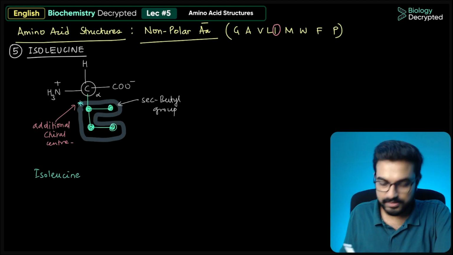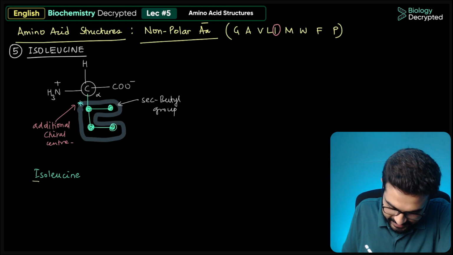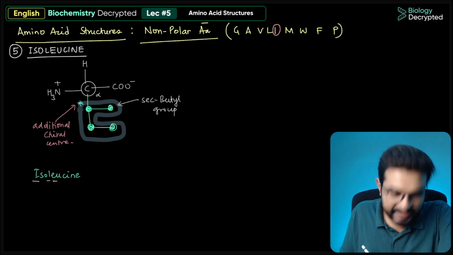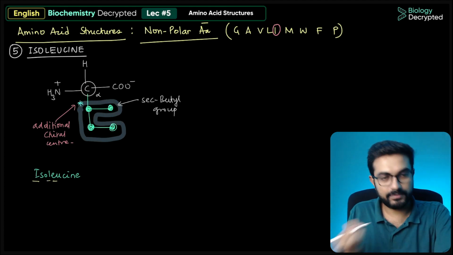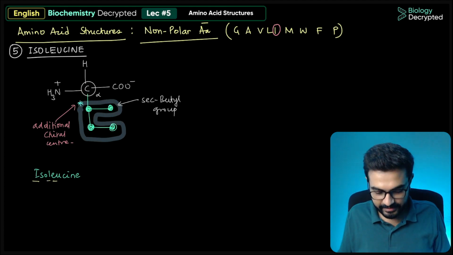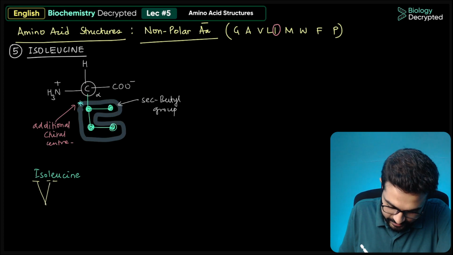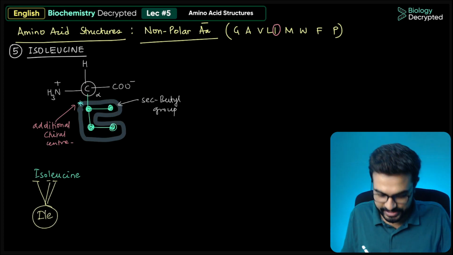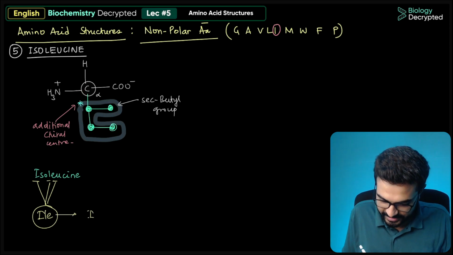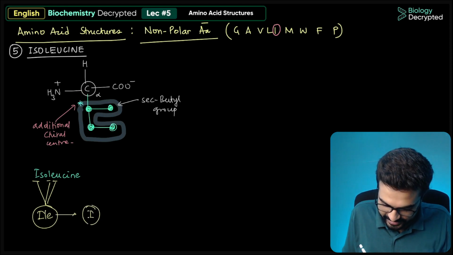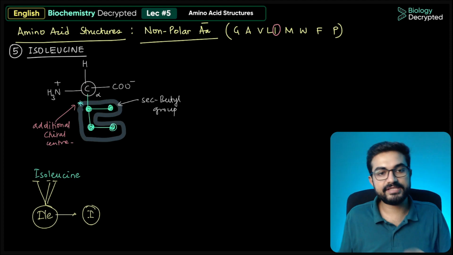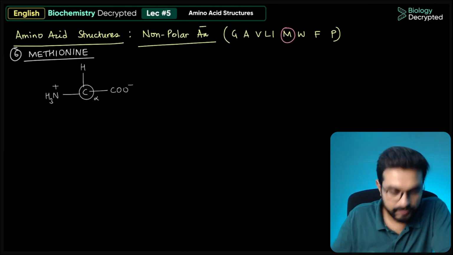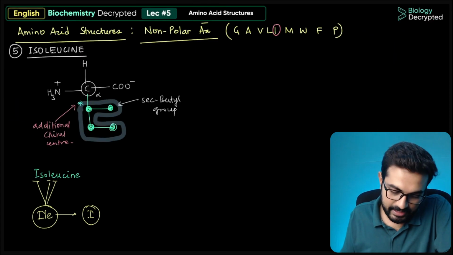For isoleucine, we'll take 3 different letters. This is I, this is L, this is E. So we'll take L and E from leucine, we'll take I from isoleucine, the first letter, and finally we'll write ILE. This is the 3-letter code for isoleucine, and it is simply I, the 1-letter code. This is how we drew the structure of isoleucine.